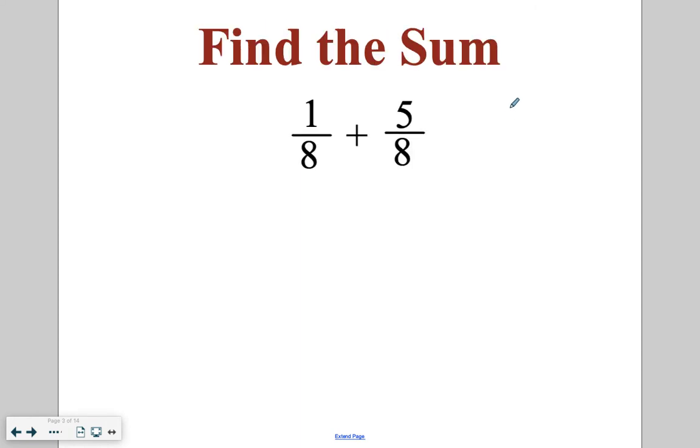First, we're going to talk about adding fractions. One thing to note, when we are talking about like fractions, that means they have a common denominator. So we are clear to add and subtract right away because the denominators match.